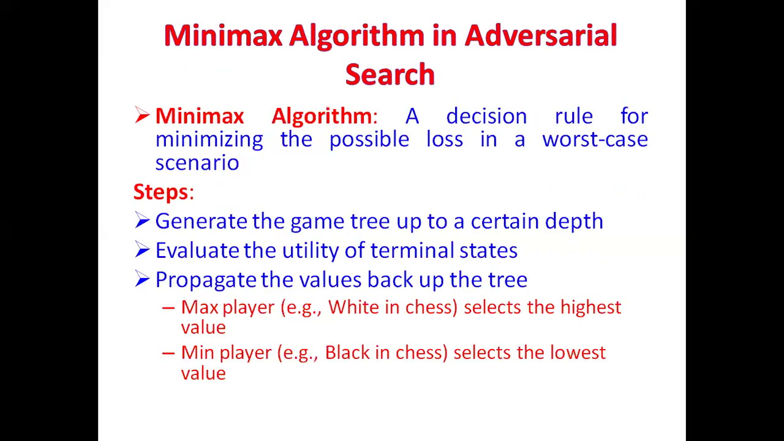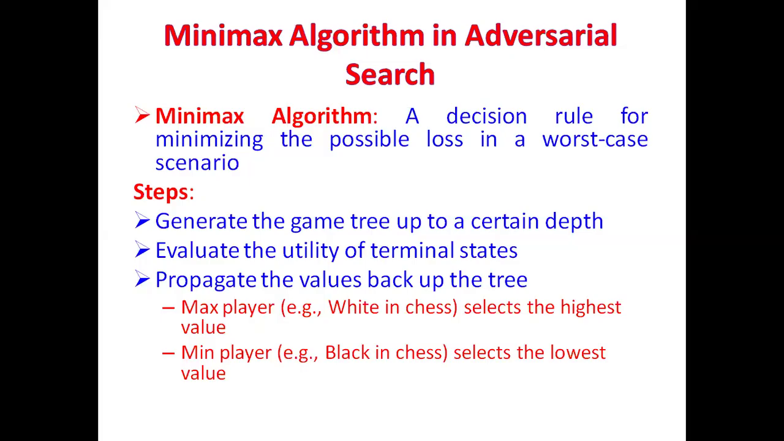The best example is the minimax algorithm used in adversarial search. The minimax algorithm is a fundamental decision-making rule in adversarial search used to minimize the possible loss in a worst-case scenario. It ensures that a player makes the best possible moves, assuming the opponent also plays optimally.